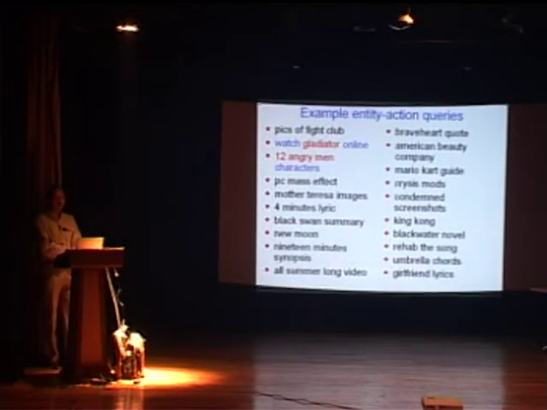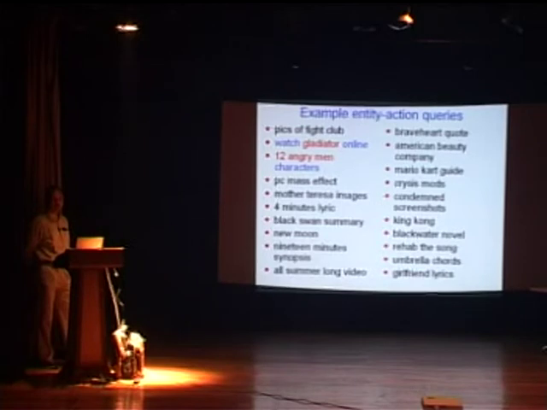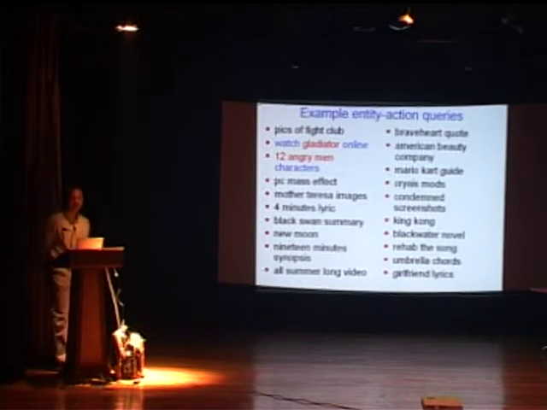So here are some examples of entity action queries. You say watch Gladiator online. So the entity is Gladiator and you want to watch it online. Or you say 12 Angry Men characters. You're looking for the characters in the movie called 12 Angry Men. Now of course the unfortunate thing is that the query as it enters the search engine is not conveniently color-coded. So the search engine has to first take apart the query into red and blue tokens and then decide how to deal with each of them separately.